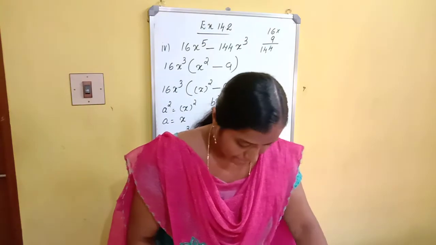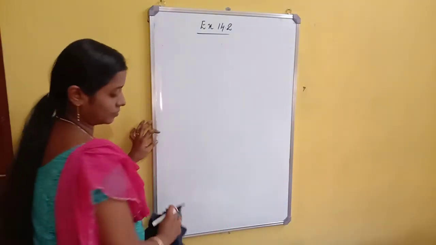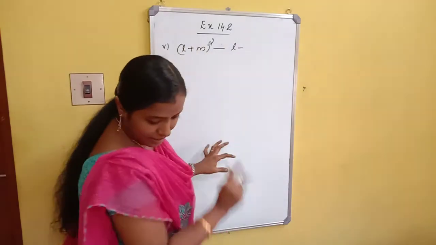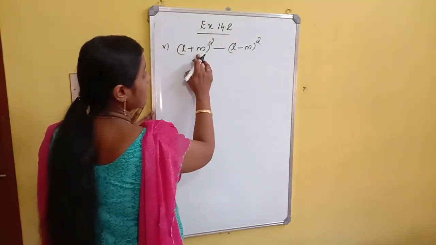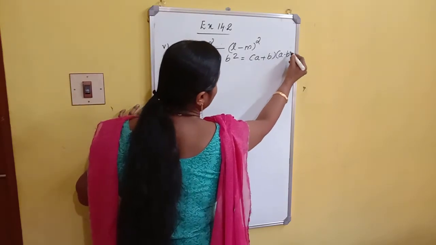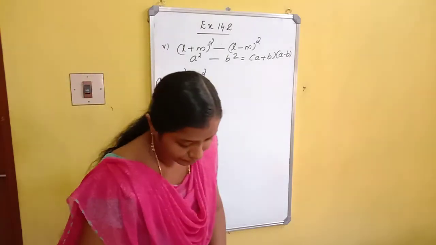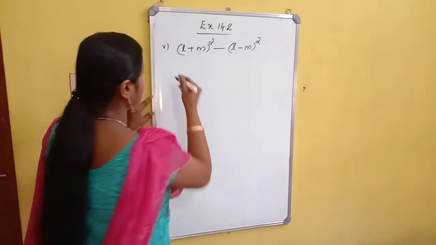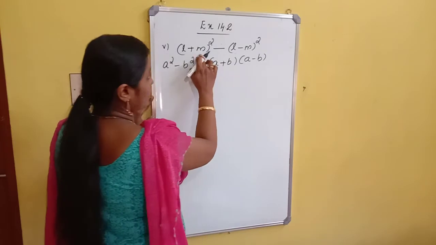Okay, then the next one, fifth question. L plus M whole square minus L minus M whole square. Clear? So we want to simplify. Here it is A square minus B square. So what will you write? A plus B into A minus B. Clear? So, L plus M whole square, how will you write? A square minus B square equal A plus B into A minus B. Here A square, that is L plus M.